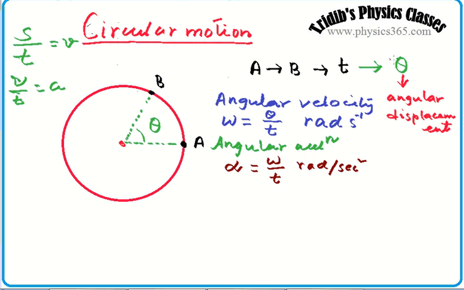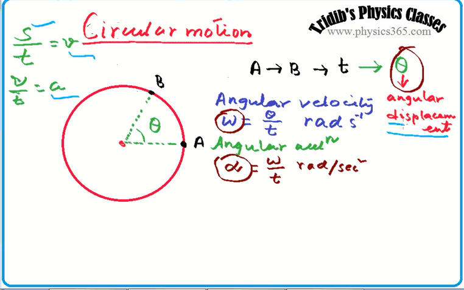So in circular motion, first of all, you have to know angular displacement, that is theta. Then you have to know angular velocity, and then angular acceleration. They are more or less similar to your distance or displacement, velocity, and acceleration. Okay, now I have used the word displacement, which is normally a vector quantity.